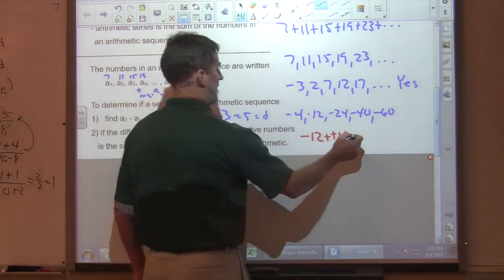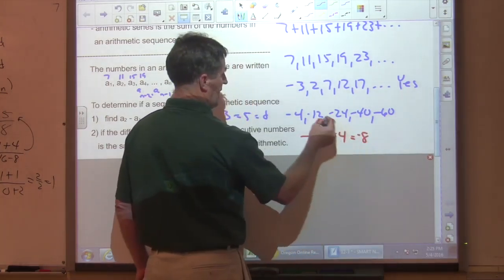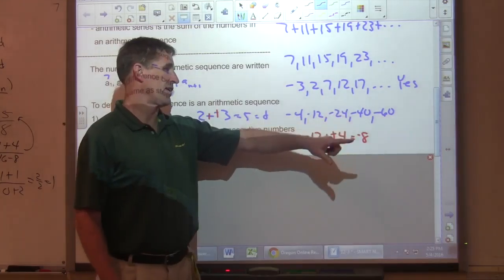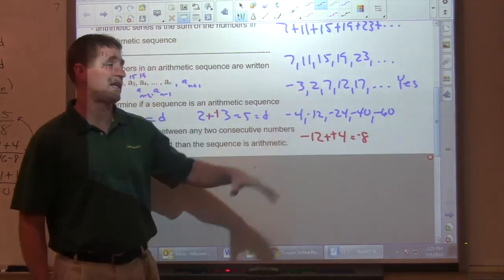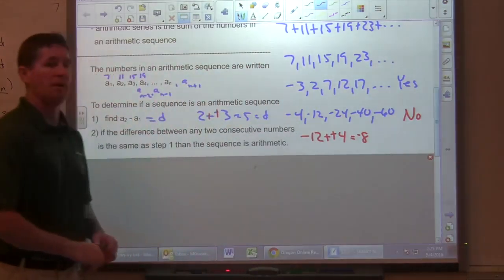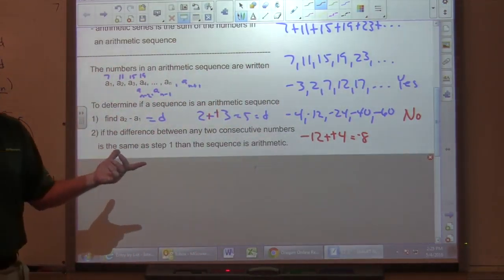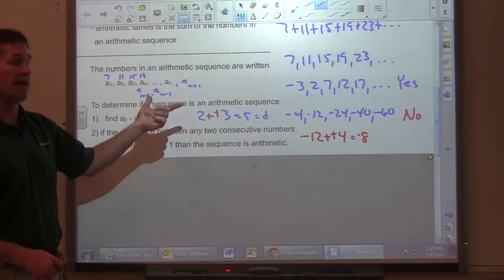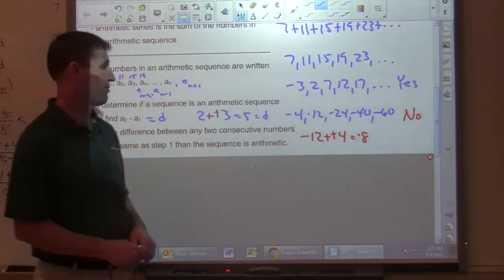So that would be negative 8. If we add negative 8 to negative 12, we'd get negative 20. That's not negative 24. So as soon as you find one that doesn't work, then the answer is no. It's not an arithmetic sequence. So those are pretty easy. Find d, see if it holds for all the problems. If yes, yes. If not, then it's no.